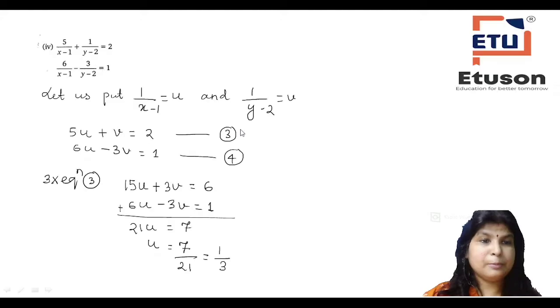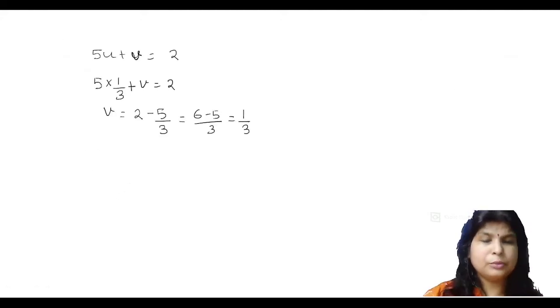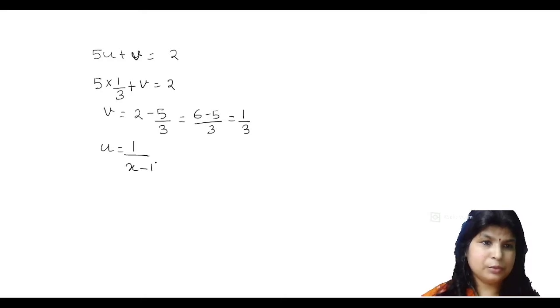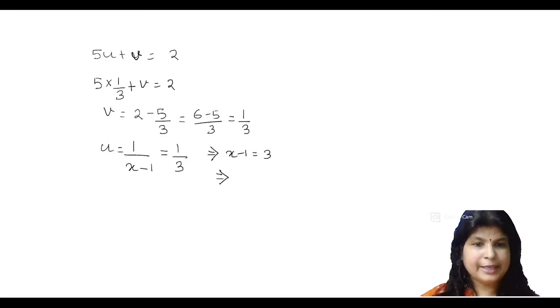Now you remember what we have taken initially. u is equal to 1 divided by x minus 1. So can I just write down like this? So 1 by x minus 1 is equal to 1 by 3. Correct? So it implies x minus 1 is equal to 3. So what will be your x value then? x will be equal to 4.